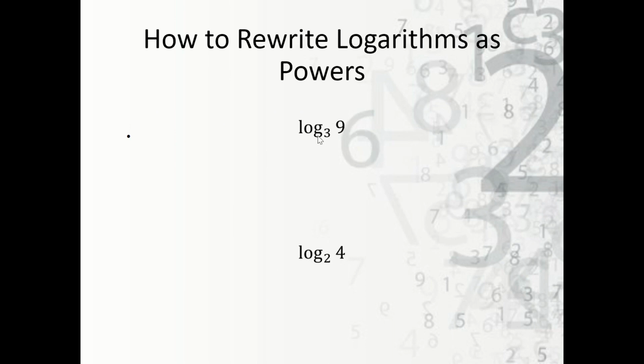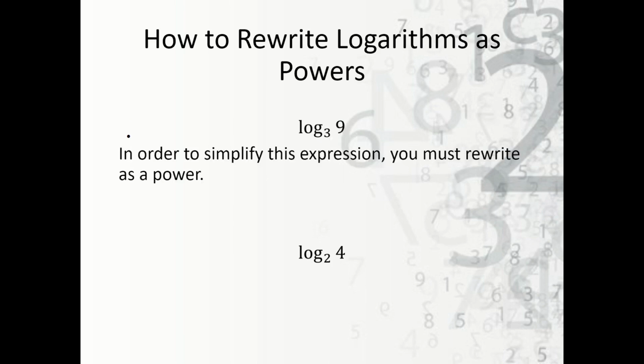So we have log base 3 of 9. That's the way we read this. In order to simplify this expression, we must rewrite it as a power. So really what this means is we're saying 3 to some power, which we don't know, is equal to 9. So how many times do we multiply 3 by itself to get 9? Well, we multiply 3 times 3 to get 9. So that's 3 times itself twice. So x then is equal to 2.